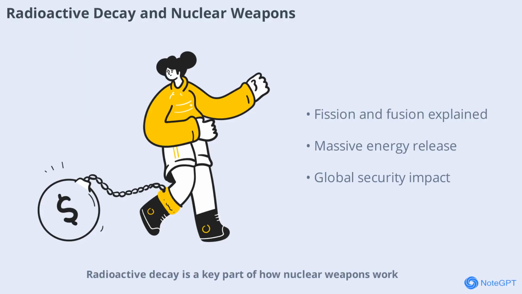Radioactive decay is a key part of how nuclear weapons work. The rapid release of energy from fission or fusion reactions creates massive explosions and releases dangerous radiation. The development and use of nuclear weapons have had profound effects on global politics and security. Understanding the science behind these weapons is crucial for efforts to prevent their spread and promote peace.